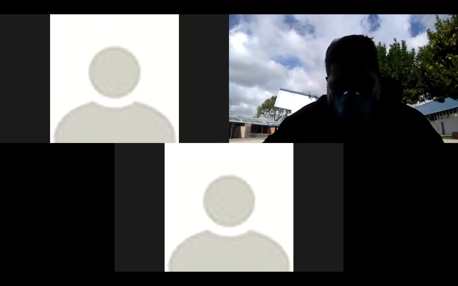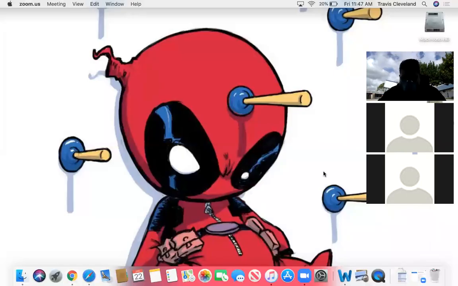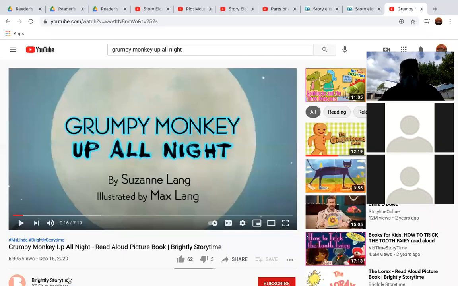So we introduced the elements of the stories a couple days ago this week, kind of just briefly to get into it. Now we're going to get into identifying them, using illustrations and text from the book to identify each of those elements. Okay. So for this lesson, let me share my screen real quick. We are going to be doing Grumpy Monkey Up All Night.